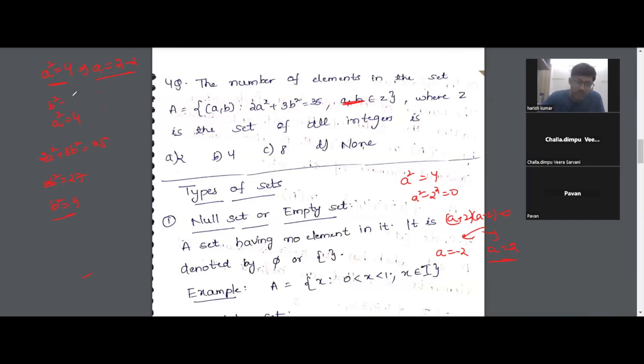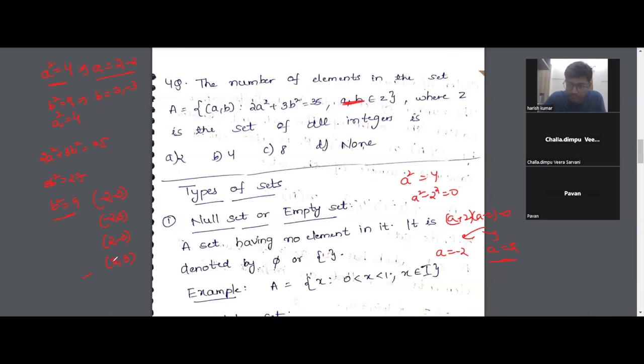In the same way, B square equals 9 implies B is equal to 3 or minus 3. So in total, how many possibilities will I get? I'll get 4 possibilities. What are those 4 ordered pairs? It can be (minus 2, minus 3), (minus 2, 3), (2, minus 3), and (2, 3). So these are the 4 ordered pairs that I'm getting.